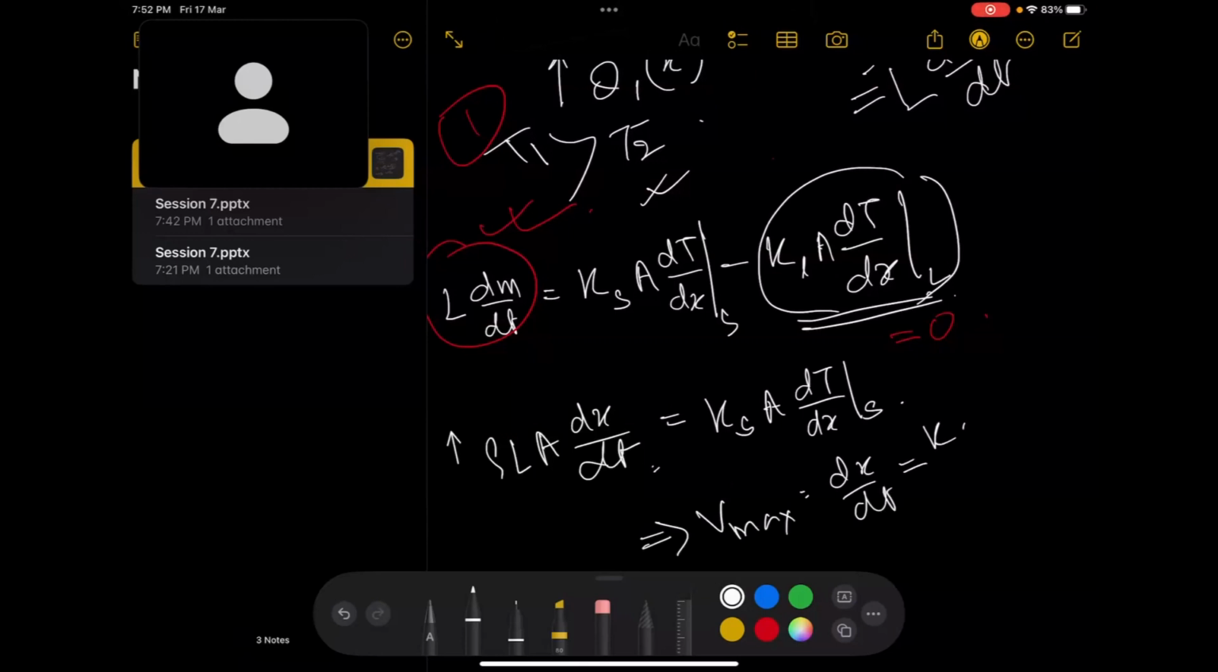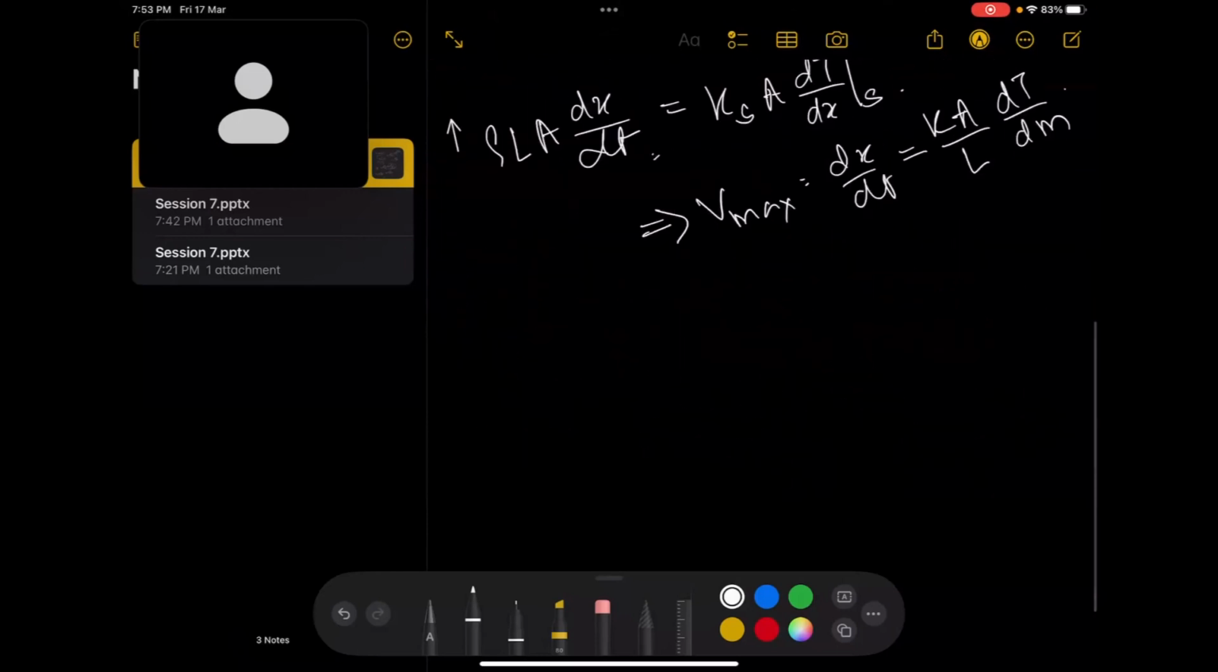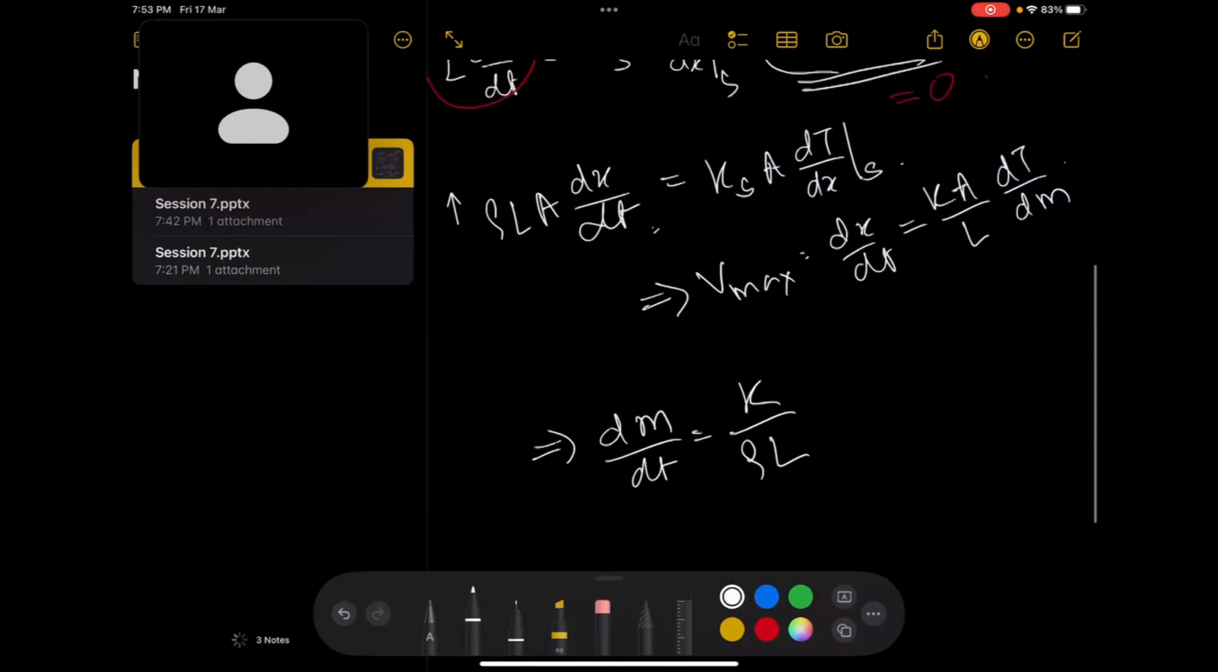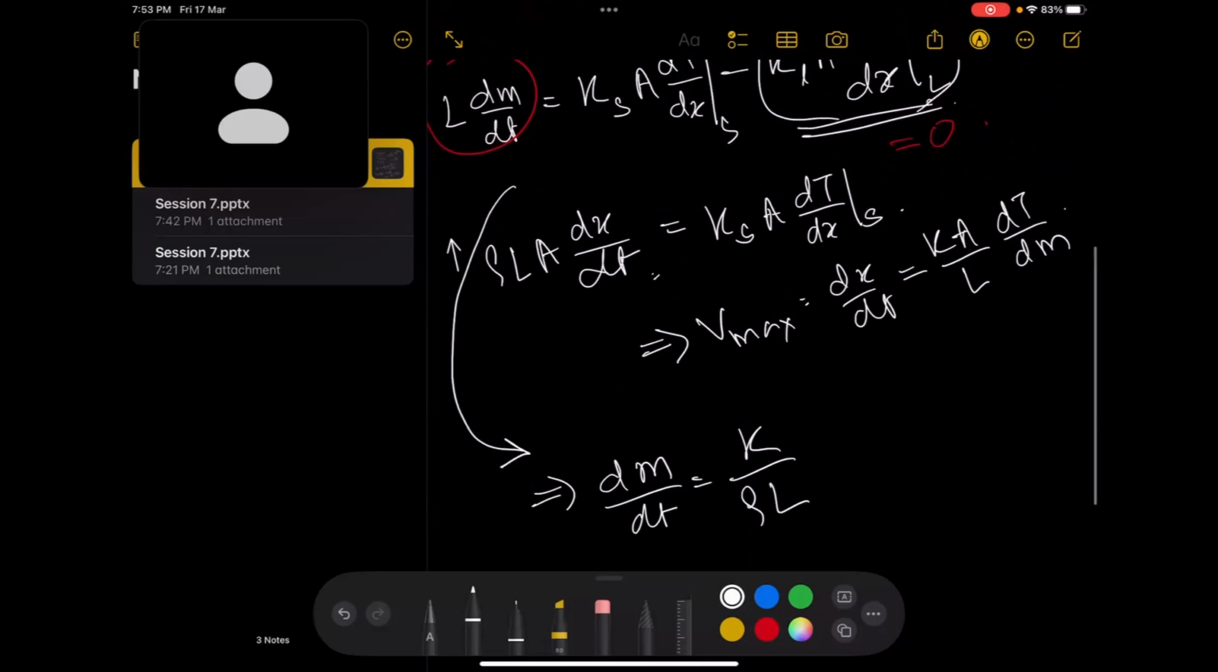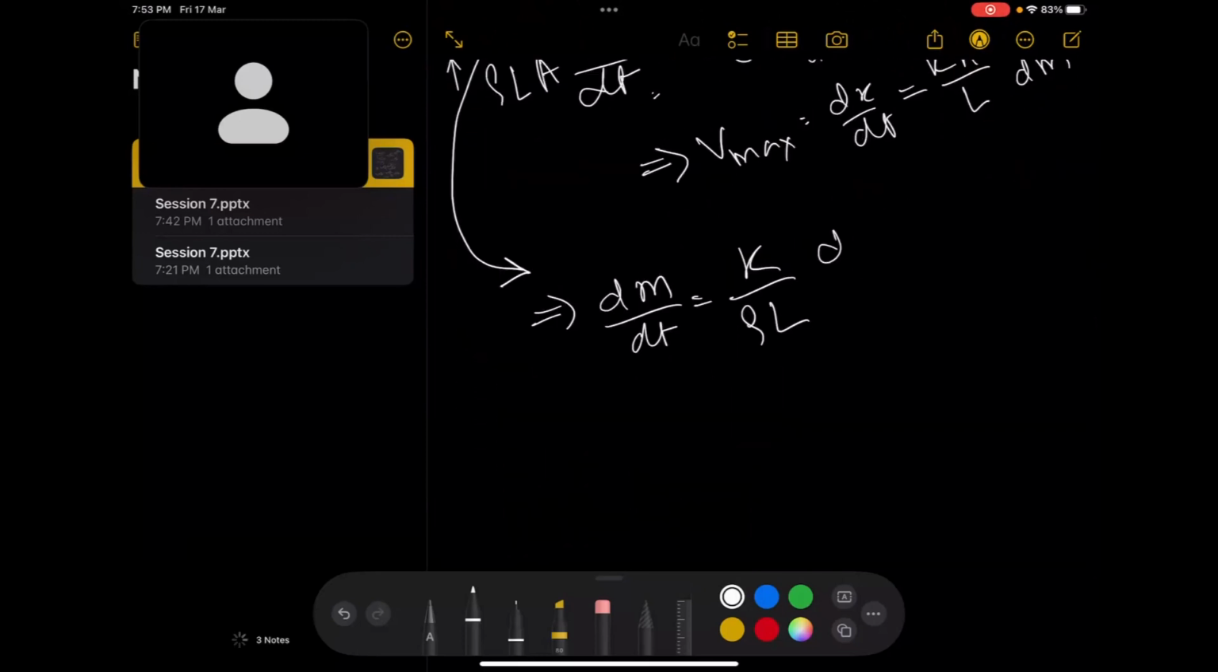as K A by L into dT/dx. Or you can also write your rate of metal pull out dm/dt as K by rho L. So you can take that out of this equation. Fine. So I can write dm/dt equal to K by rho L into dT/dx at S.